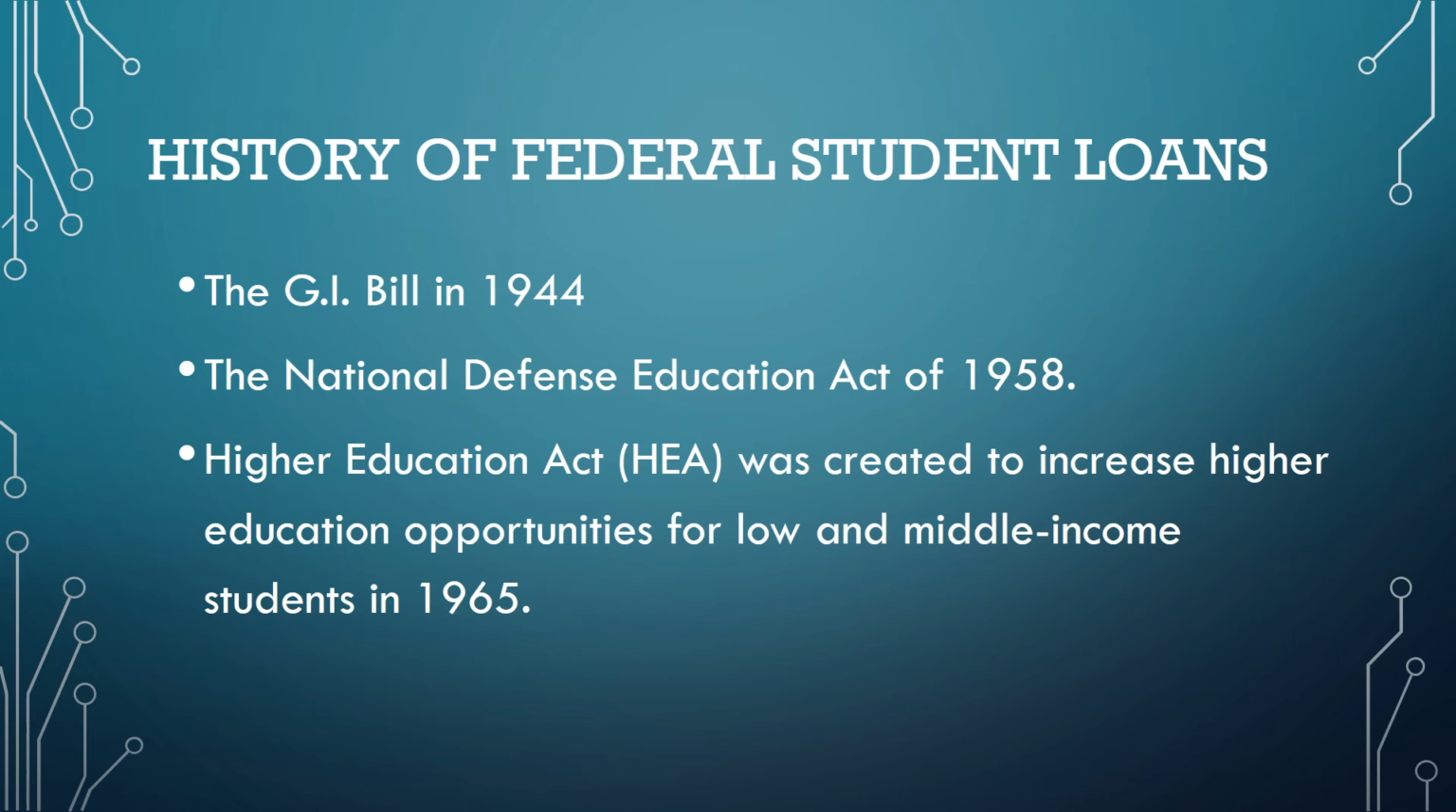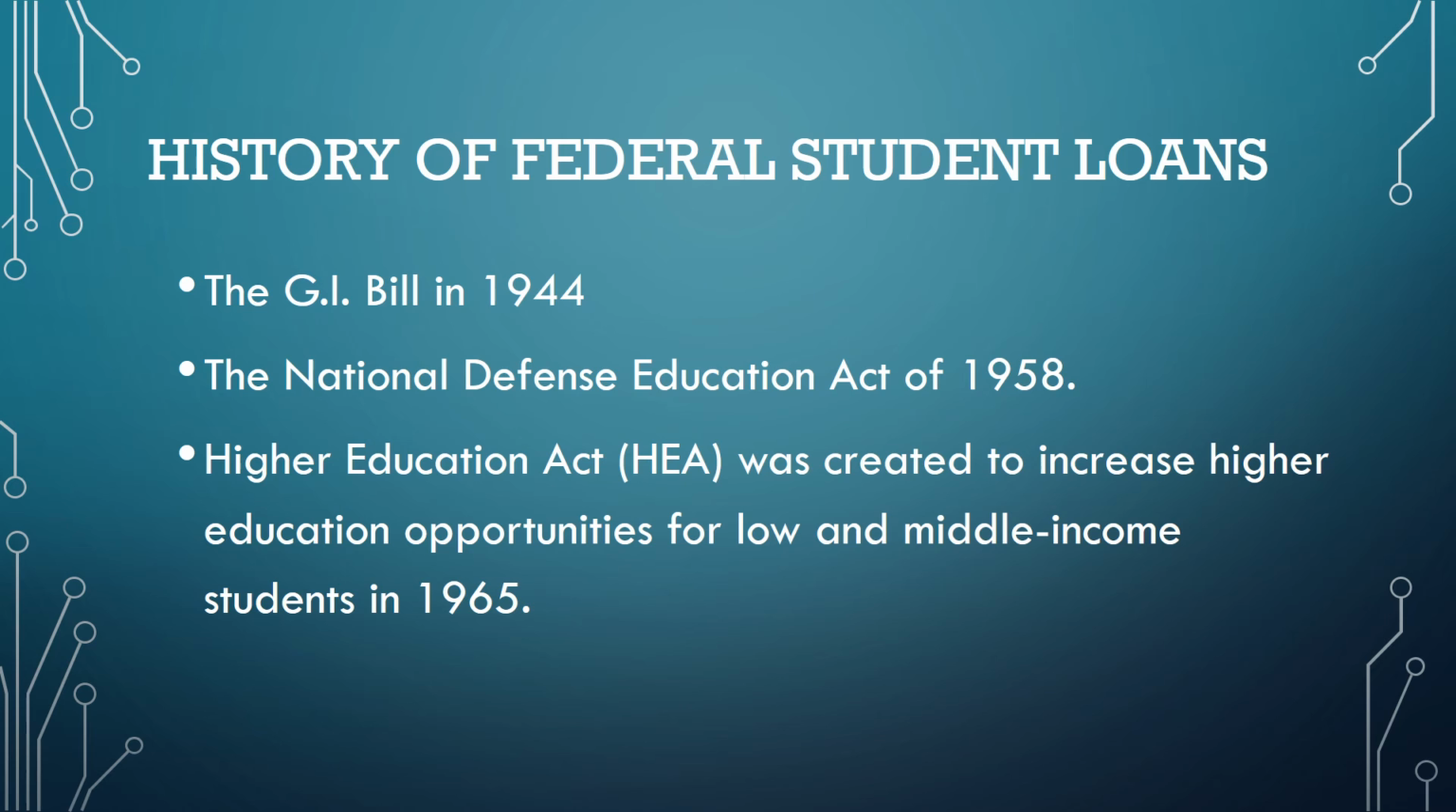In 1958, federal student loans were offered for the first time under the National Defense Education Act. Student loans were initially intended for students in the areas of math, science, engineering, and foreign language, and this was essentially so the United States could compete on the global stage with the Soviet Union. At the time, the Soviet Union led the space race.